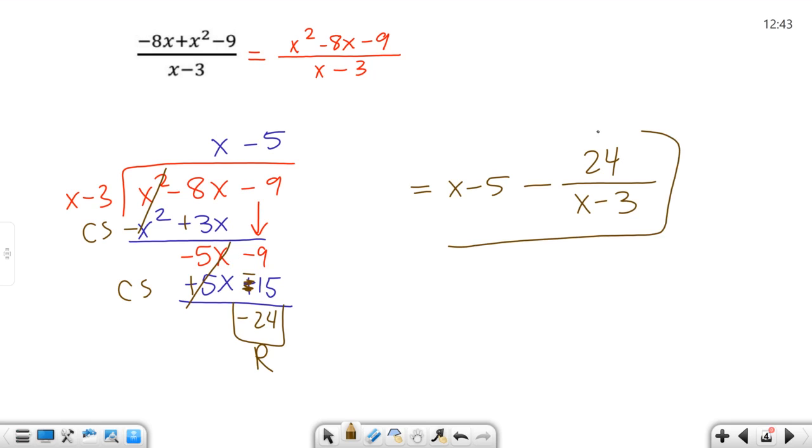The other way you could write this, I'm going to box this in. The other way you could write this is x minus 5 plus negative 24 over x minus 3. And you would definitely want to do this if it was more than one term. On this one, we won't have more than one term as a remainder, but it could happen as you do long division.